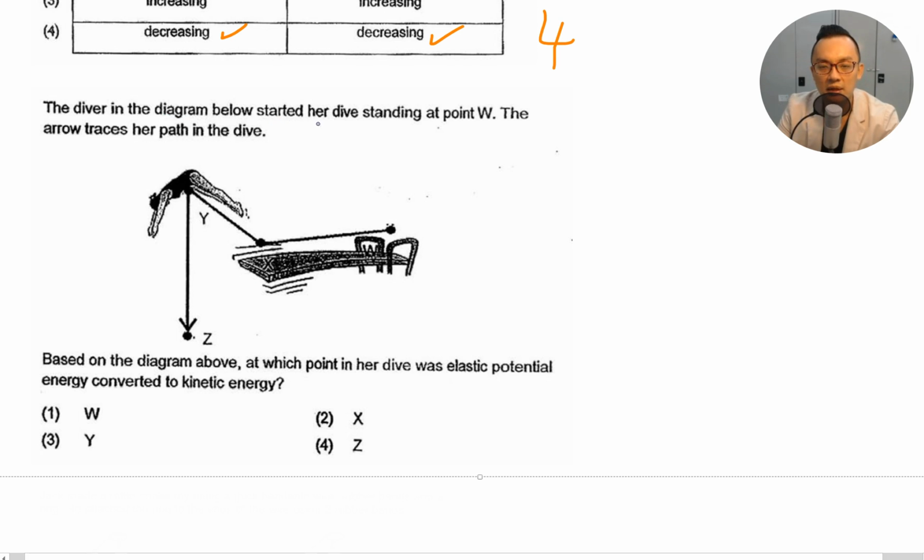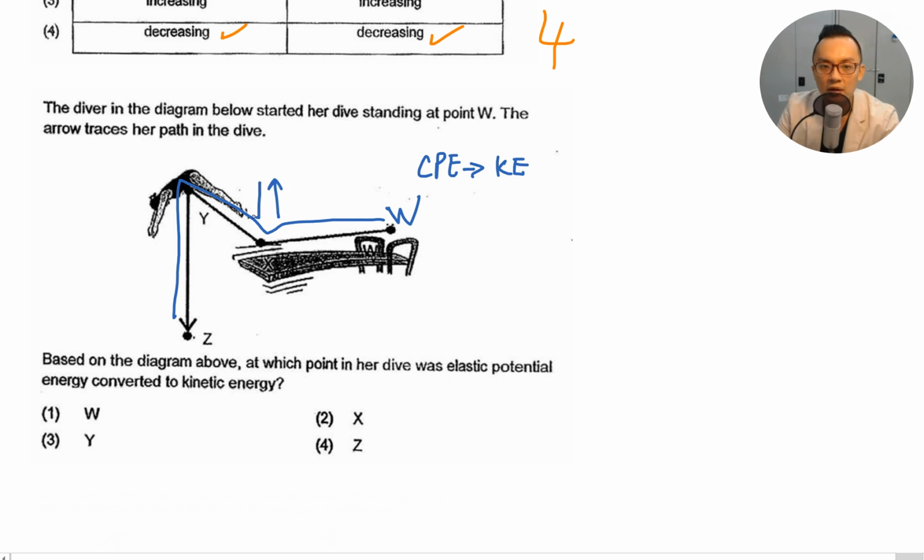And the diagram below shows a diver who started her dive standing at point W, which is over here. The arrow traced the path, so she moved from here to here to here. Based on the diagram above, at which point in her dive was elastic potential energy converted to kinetic energy? Is it here when she ran? She ran from here to here. It's actually chemical potential energy from the body to kinetic energy. And then at this point, she will jump up, jump down, and lift up, and come down.